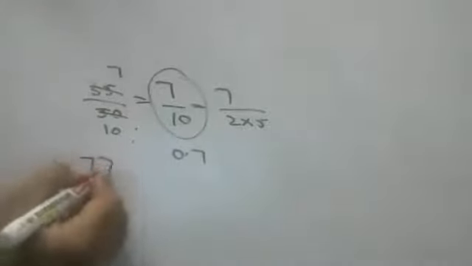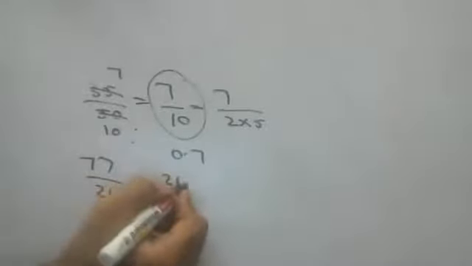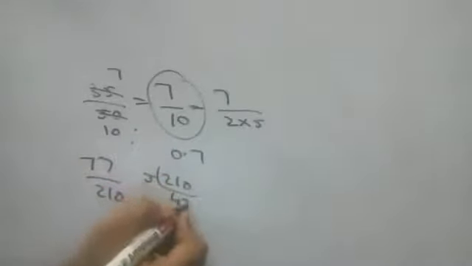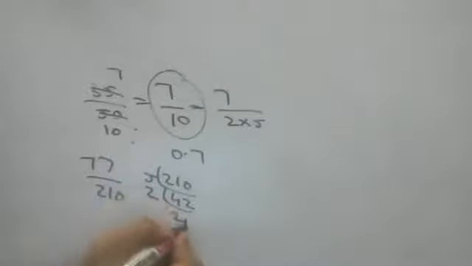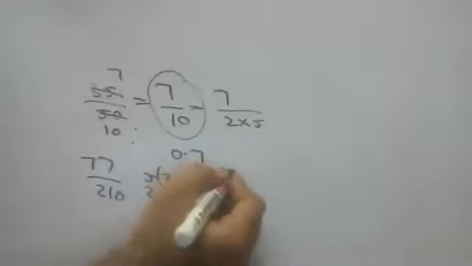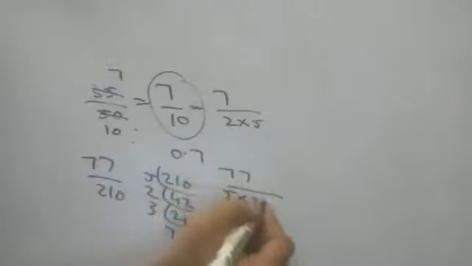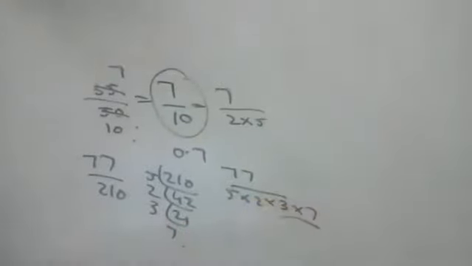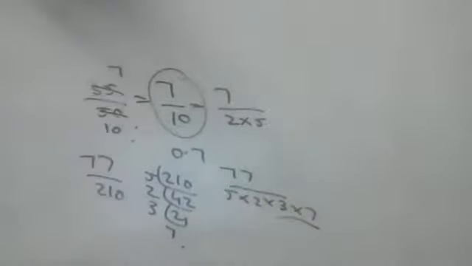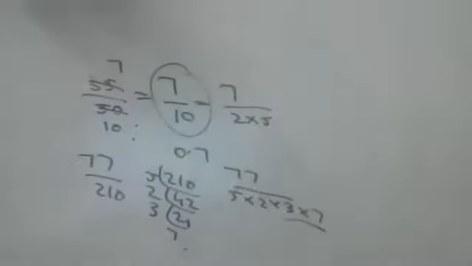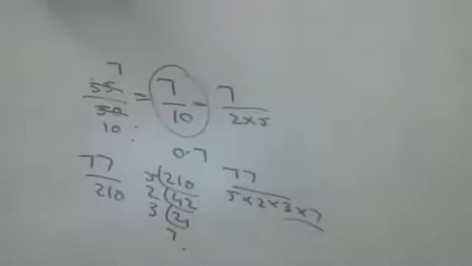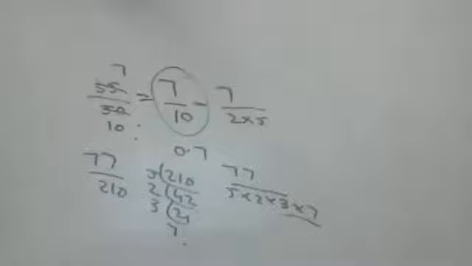77 by 210. 77 by 210. Prime factorization of 210 is how much, children? 5 2s are 10, 21 is 3 7s. So 77 by 5 is there, 2 is there, 3 is there, 7 is there. Forget about this sum. Because not terminating, no need to convert it to decimal only. No need to convert it to decimal. Okay. Now question comes.